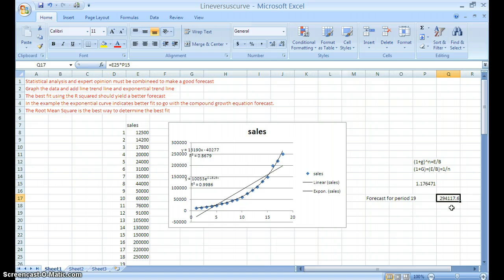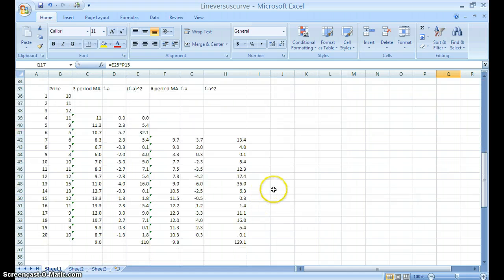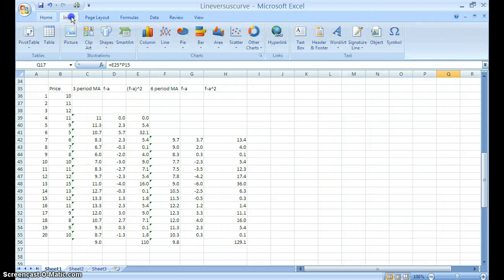So graph it first, see which fits best, a straight line or an exponential. If it's an exponential, use the growth rate formula. If it's a straight line, then use a straight line formula. Okay? Here's another situation. Let us graph this one and see what it looks like.